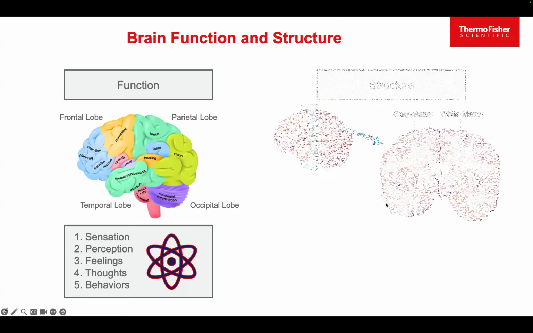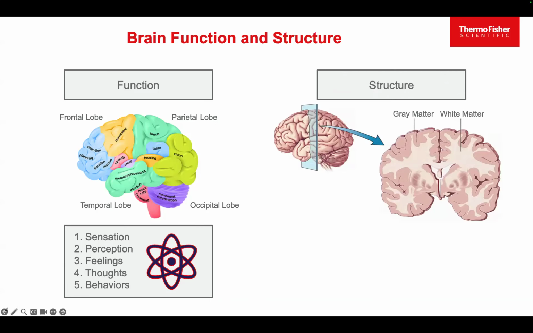Now, functionality aside, if we were to dive one level deeper and consider the structure of the brain, it's comprised of the gray matter, that's mostly the neurons and unmyelinated axons, and what's called the white matter, and that's all the fatty tissue in between that's composed of what's called myelinated axons and blood vessels.